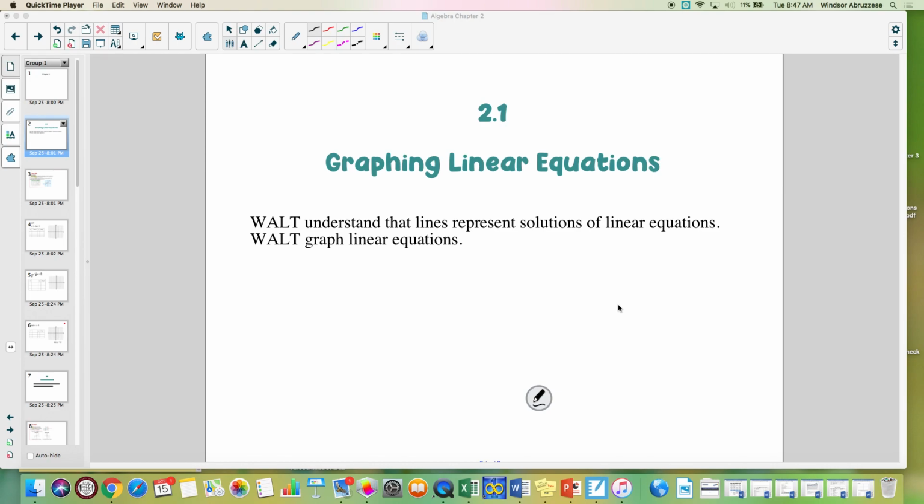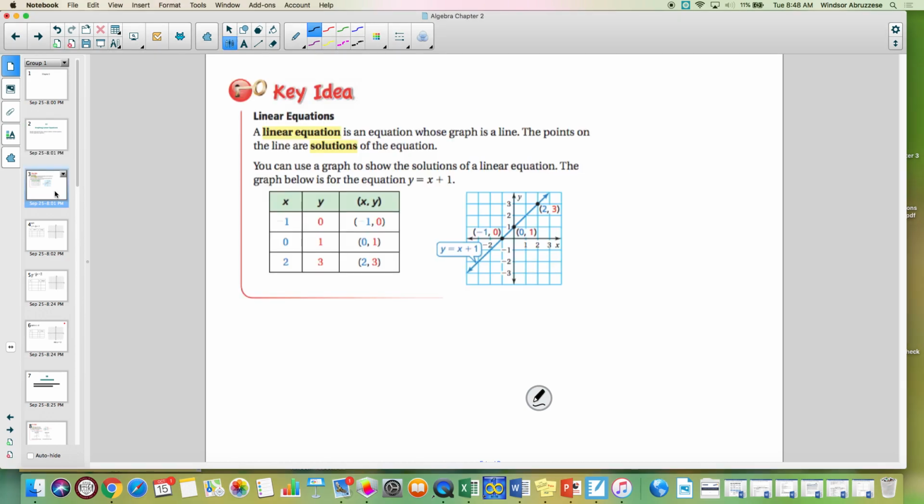Chapter 2 is graphing linear equations. So section 2.1 is where we're going to start, and we are going to start graphing linear equations with a table. We are learning to understand that lines represent solutions of linear equations, and we are learning to graph linear equations. So here's some notes from the textbook that I wanted to highlight.